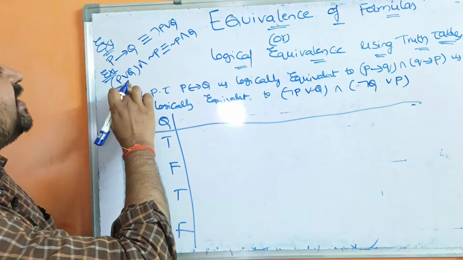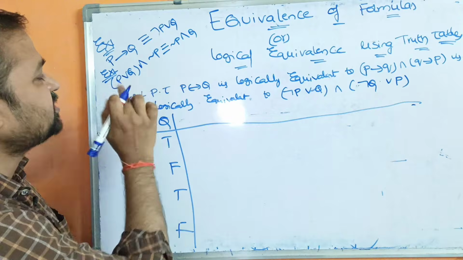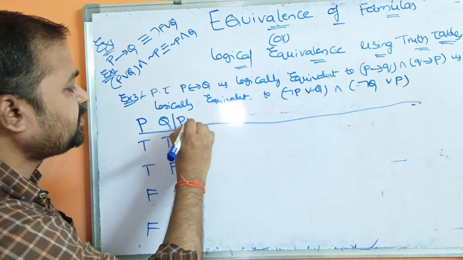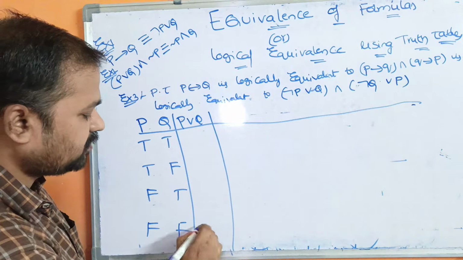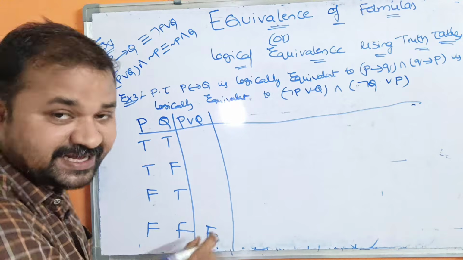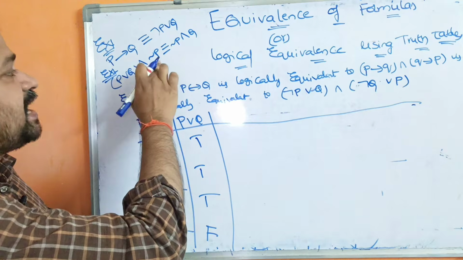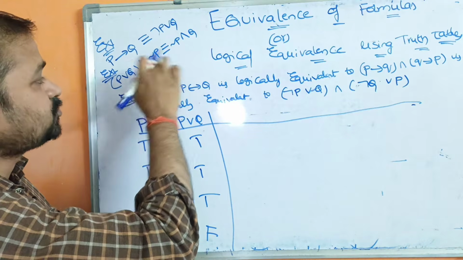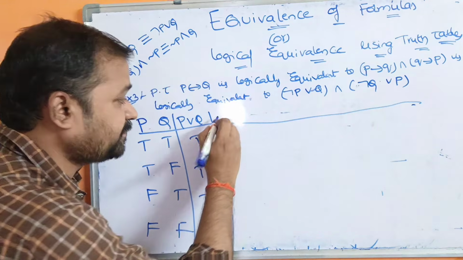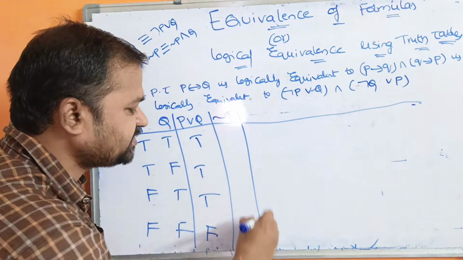So what is the left hand side? P or Q and negation P. So first, to calculate P or Q. So what is P or Q? If both propositions are false, the result is false. Otherwise, the result is true. Next, we have to perform the AND operation on these two. So we need to calculate negation P. So how to calculate negation P?